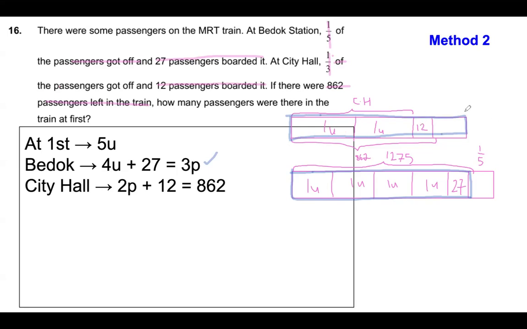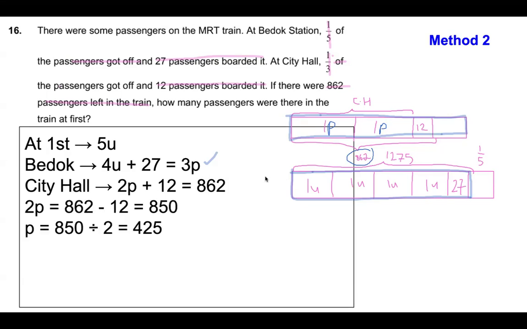Okay, and then remember some people alighted and some people boarded. So 2 people or 2 parts, these 2 units here. Now we cannot use units for this because we have units and parts. So I'll change this to parts. 1 part and 2 parts. Okay, so these 2 parts plus 12 is equal to 862. Okay, so far so good, right?